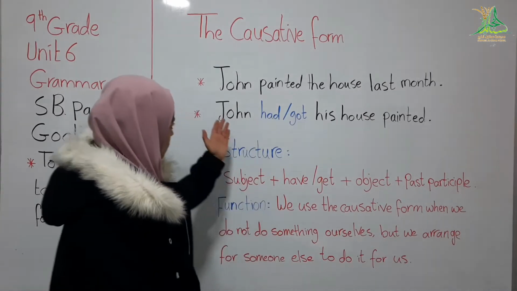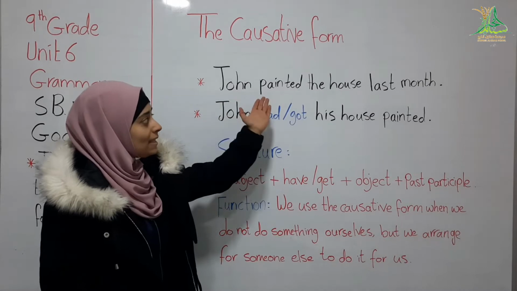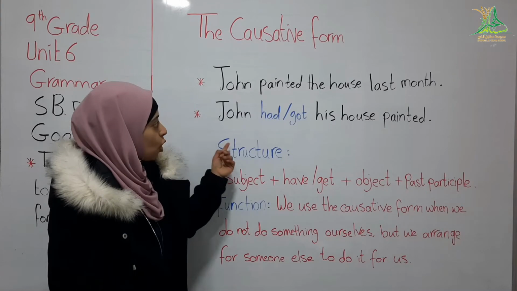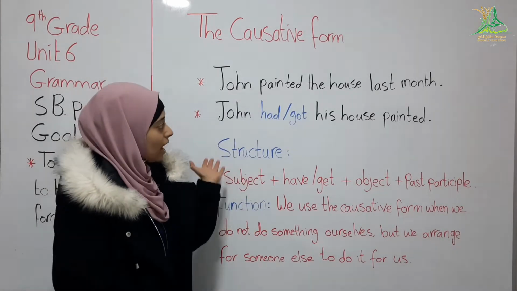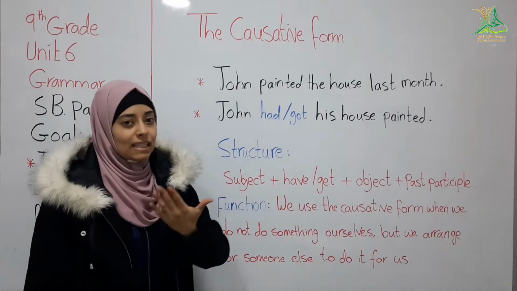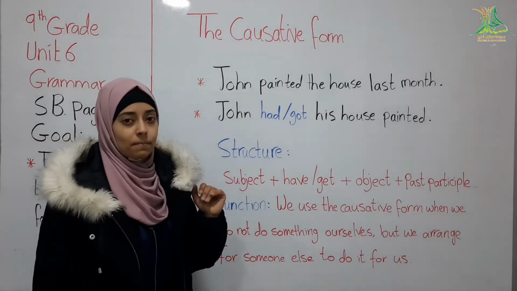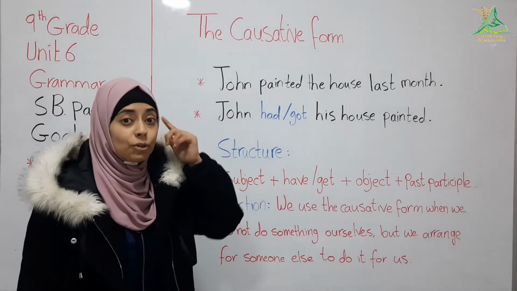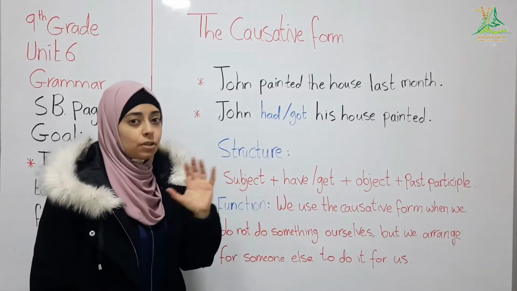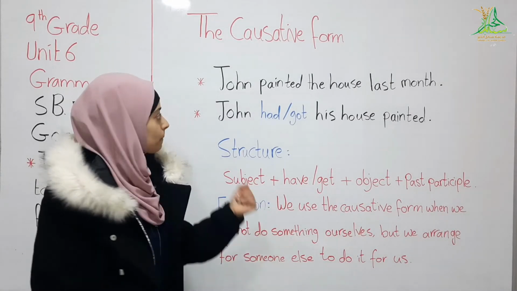So here we have two sentences. The first one, Joan painted the house last month. And the second one, Joan had or got his house painted. So what do you think is the difference between the first sentence and the second sentence? Think about the subject of the action. Do you think it is the same person who did the action or someone different?